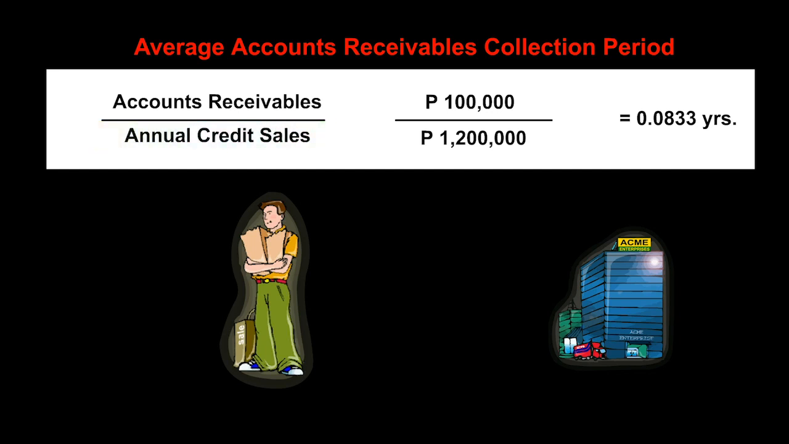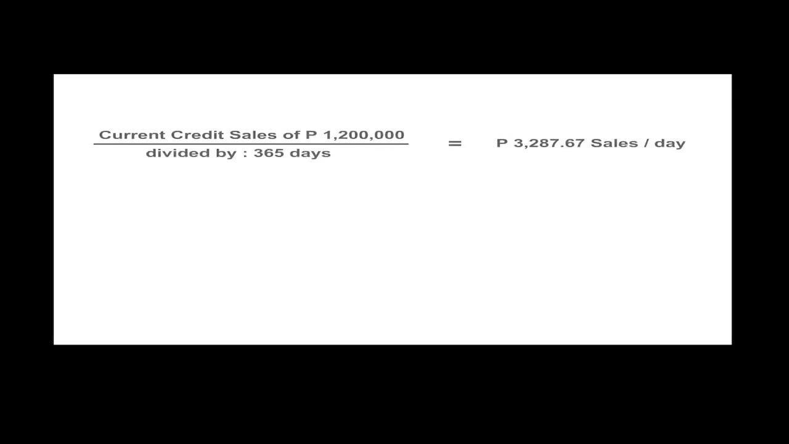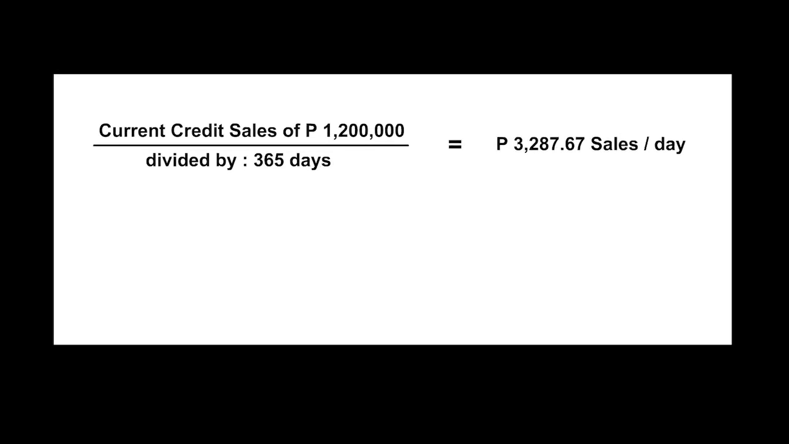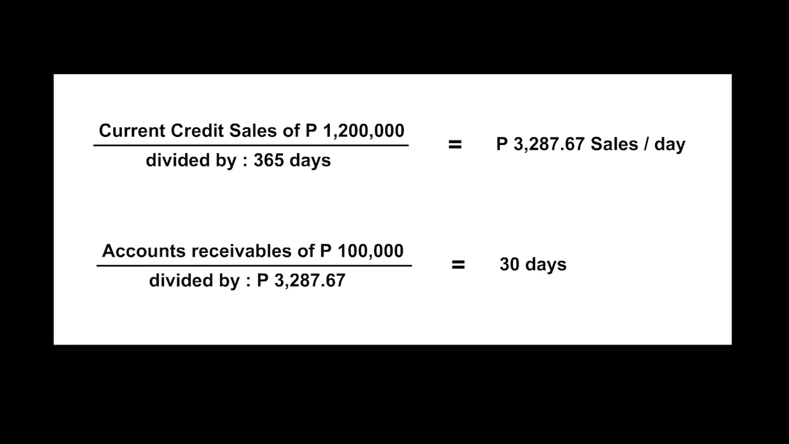In terms of days, the average collection period is 0.0833 multiplied by 365 days in a year, or simply 30 days in 1 month. One can also derive this by dividing the annual credit sales by the number of days in a year to get sales per day. Then, the outstanding accounts receivables is divided by the sales per day.